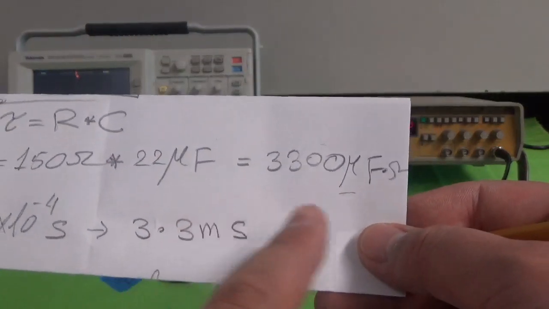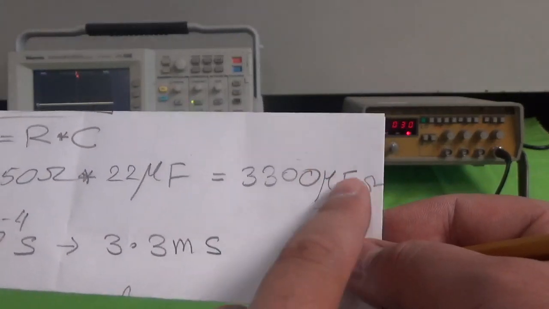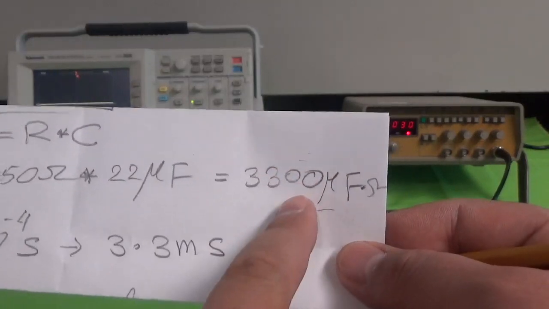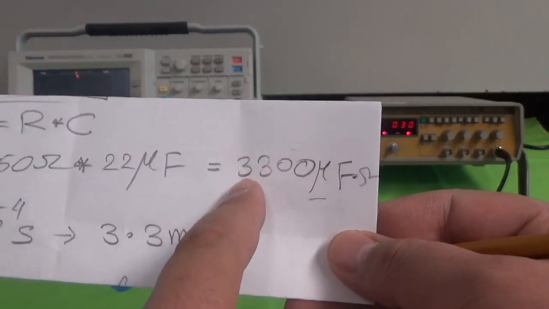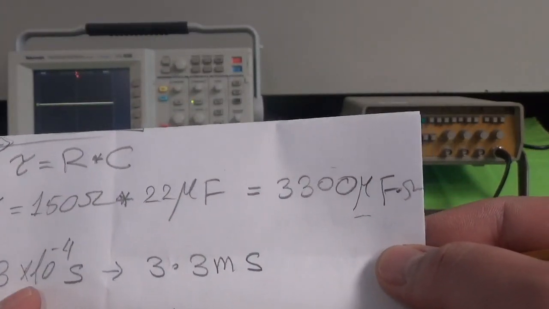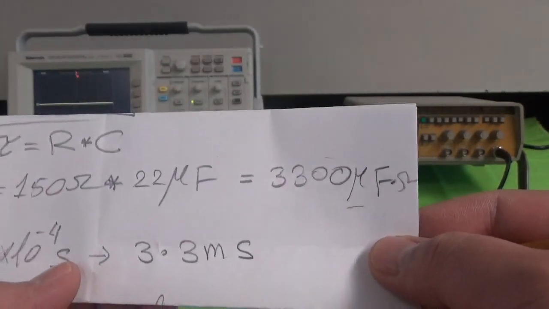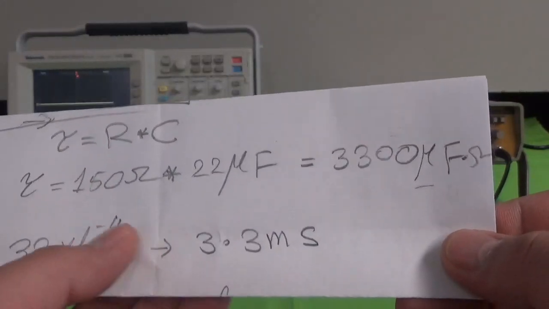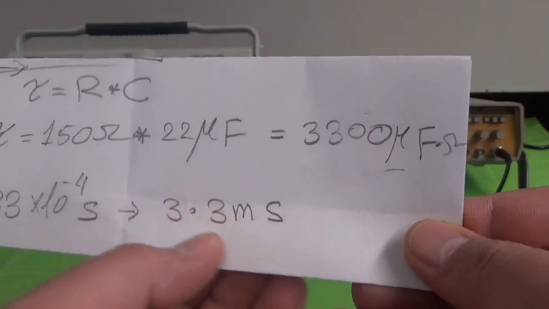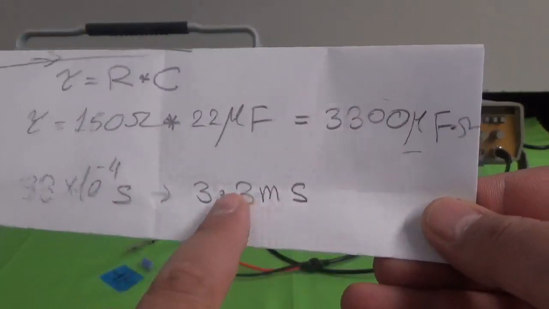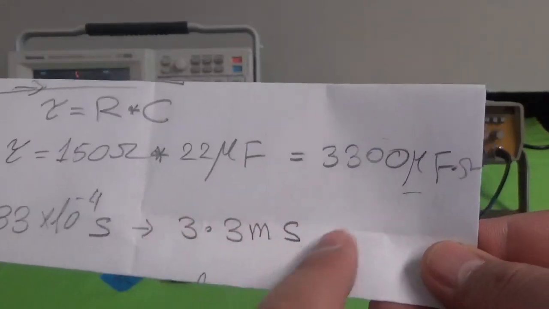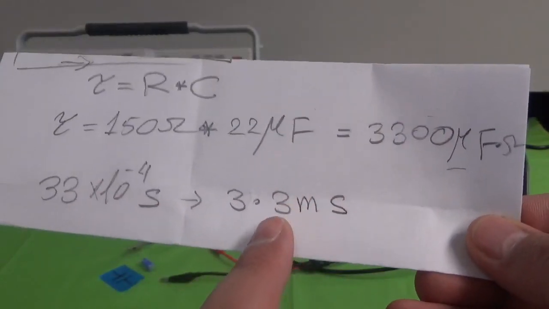Then, guys, we can change this unit to seconds and adjust this number, 3300 micro, to be 33 times 10 to the power minus 4 seconds. This number can also be written as 3.3 milliseconds. So 3.3 milliseconds, guys, is the theoretical number for the time constant.